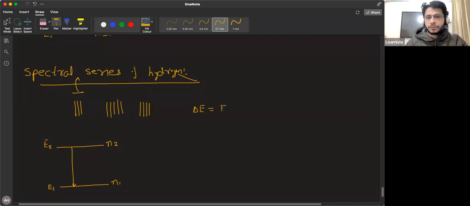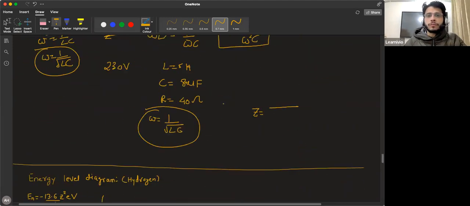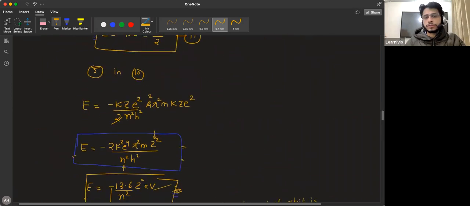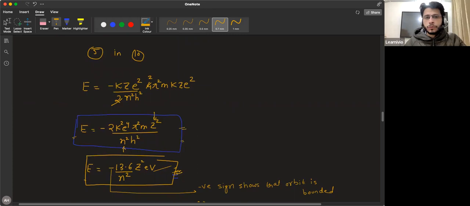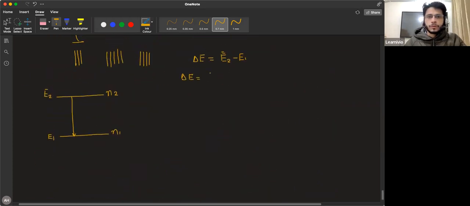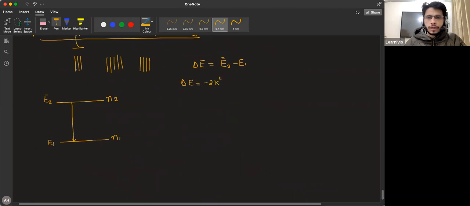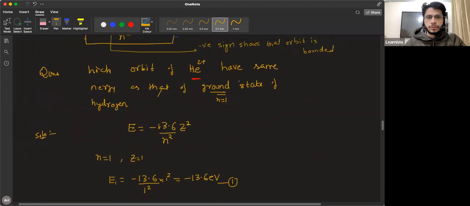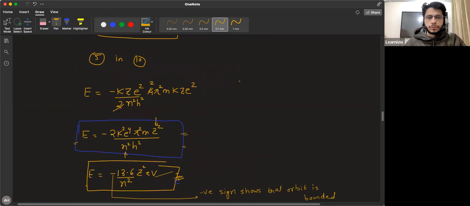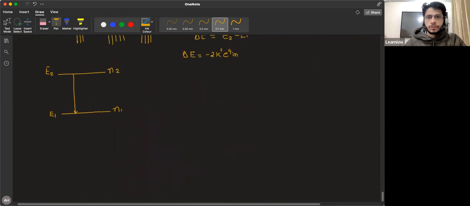So the emitted energy will be E2, the higher energy, minus the lower. So you can write that delta E is E2, from this complete expression, minus 2k square e to the power 4 pi square m z square, by n square h square.